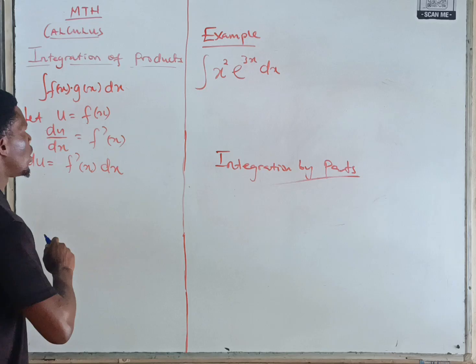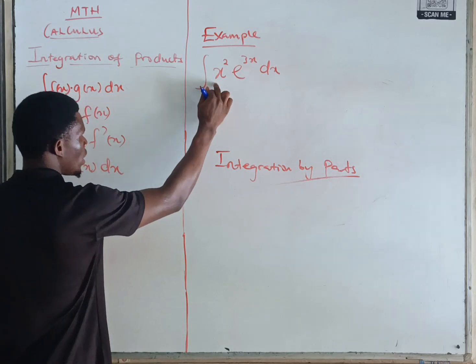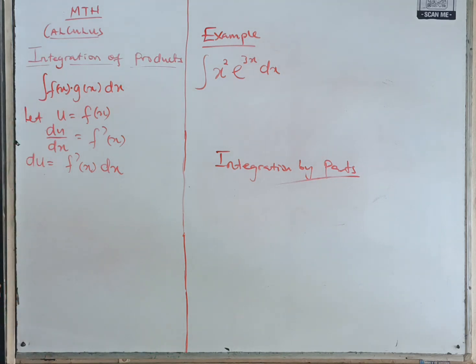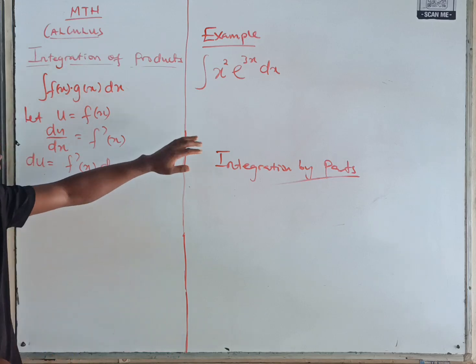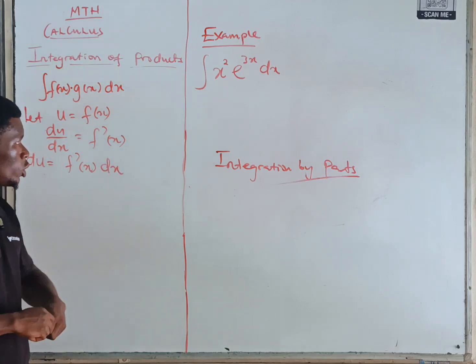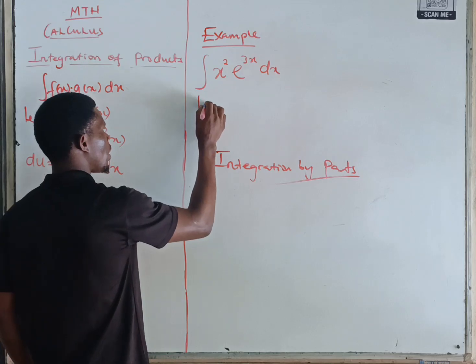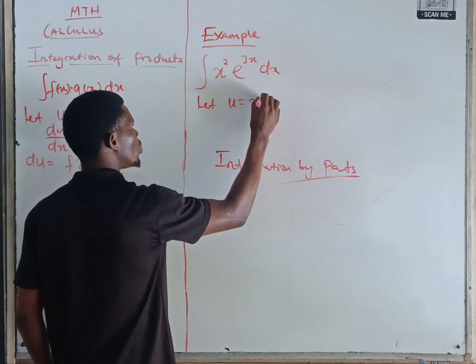Coming here, actually we can easily obtain the derivative of x squared, also e raised to power 3x. But whenever we have a power of x like this and any other function, we usually choose the power of x to be u. So we are going to say let u equal x squared.